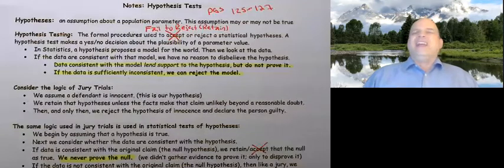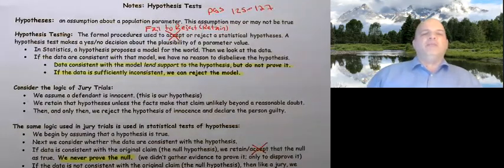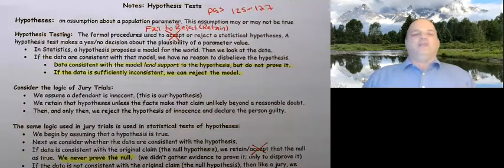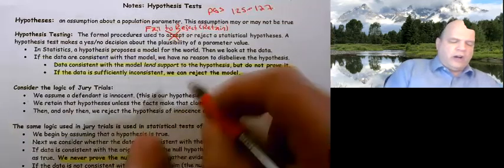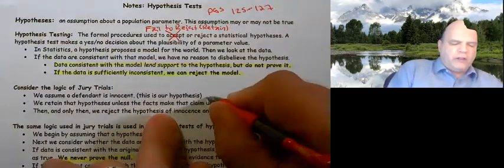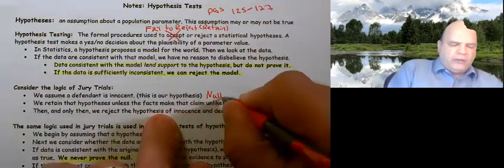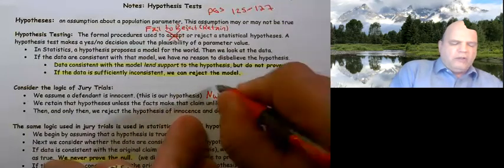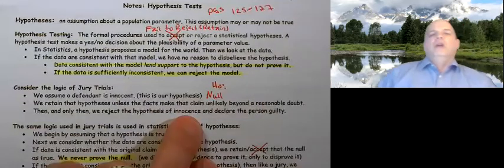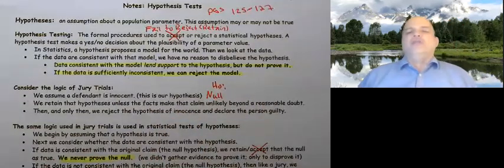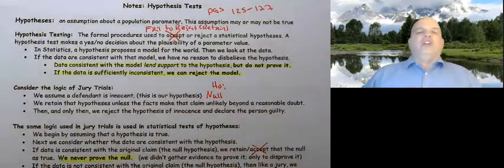All right? And it's a lot like a jury trial, because in a jury trial, we have an assumption, and the assumption is of innocence. That would be known, in statistics, as our hypothesis, and specifically as our null hypothesis. Our null hypothesis is shown by an H0. And in a jury trial, the assumption is that they are innocent.